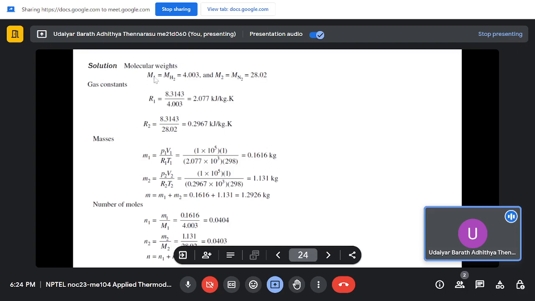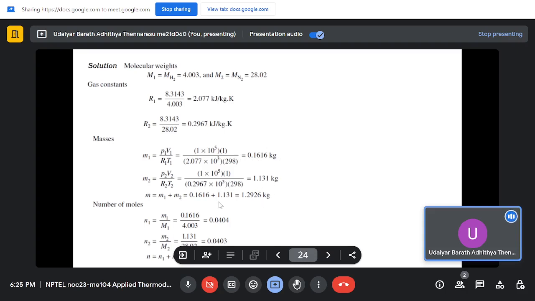So the gas constant for hydrogen will be 8.314, the universal gas constant, divided by the molecular weight, which will come out to be 2.077. Similarly for nitrogen it's 0.2967, and the masses we can calculate using the ideal gas equation. So m1 is P1 V1 by R T1. We know pressure is 1 bar and volume is 1 cubic meter, divided by the R we have found. We know the temperature, 25 degrees Celsius, is 298 K. So the mass of hydrogen will come out to be 0.1616 kg. Similarly for nitrogen, it is 1.131 kg.